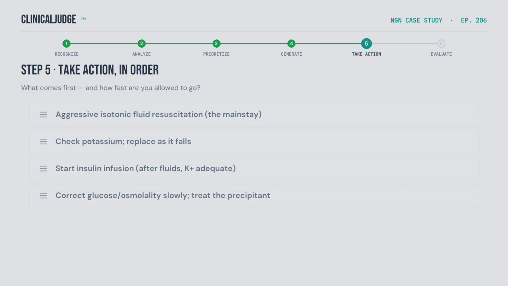Step 5. Take action, and the sequence carries a warning inside it. One thing comes first, and it is not insulin. One number must be watched and protected before and during that drug. Then insulin can join. Gently. And throughout, one principle governs the speed of everything. Sequence these the way the orders are written. And at each step, ask not only what to do, but how fast you are allowed to do it.